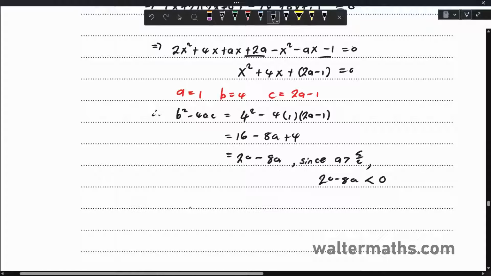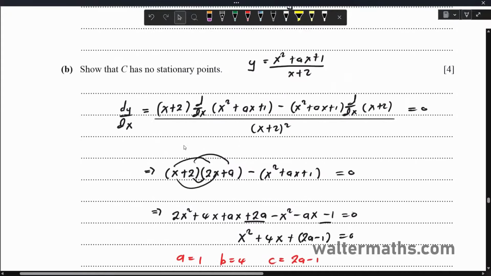Okay. Therefore, we can conclude that there are no stationary points on the curve C, because if we are having a stationary point, I mean b squared minus 4ac coming out as being negative or less than 0, it means there are no real roots, which means therefore there are no stationary points. Okay, do you understand this reasoning?